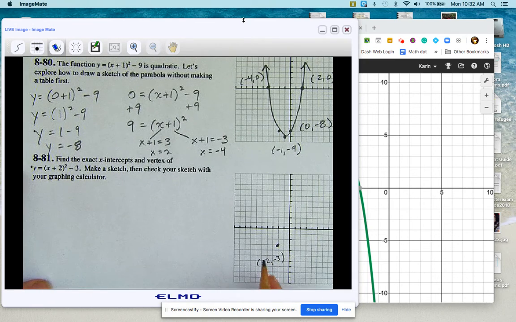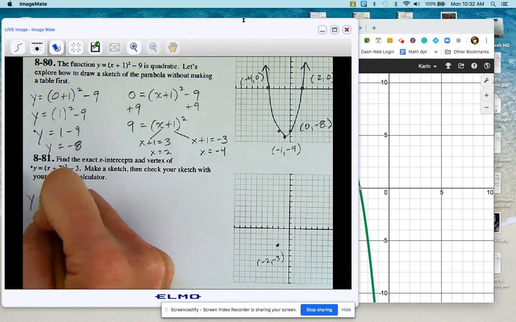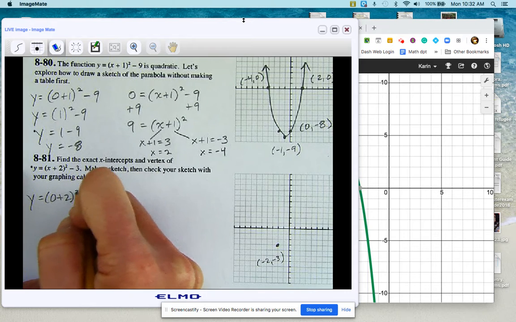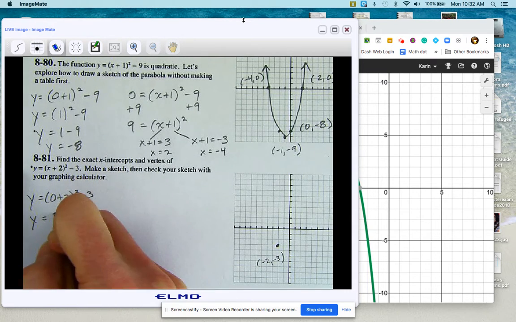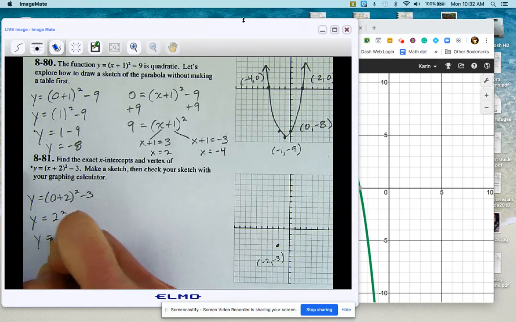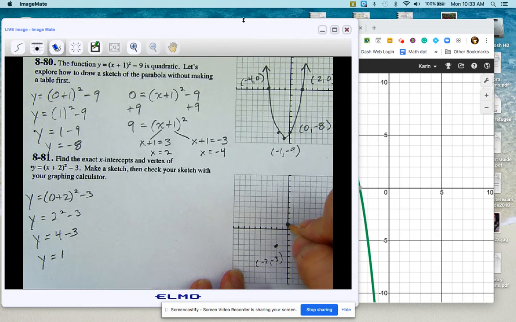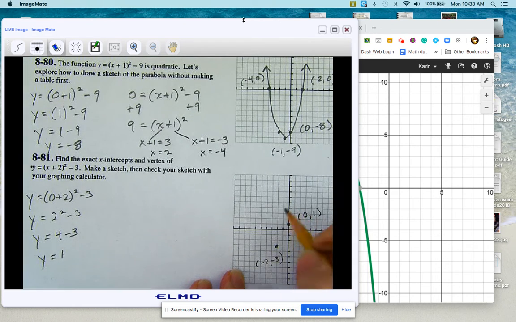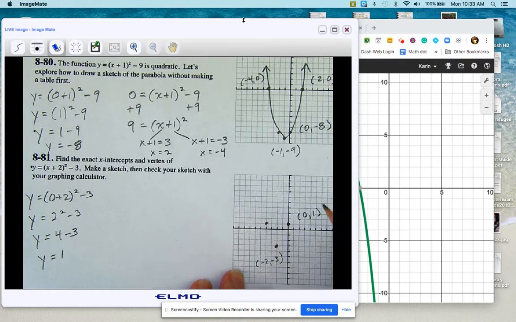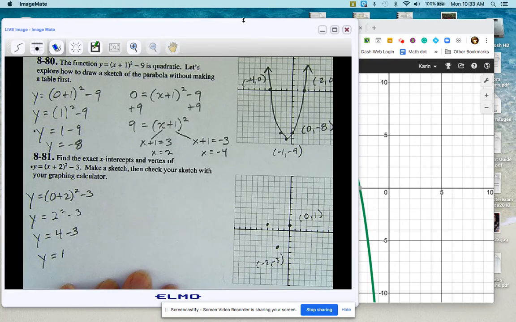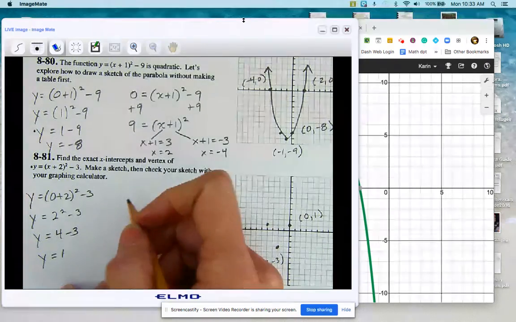Now I'm going to find my y-intercept. The y-intercept happens when x is 0. So I'm going to replace x with 0. Did you get 1? So I'm going to plot the point (0, 1). Okay, now by symmetry, I could probably also plot this point here. So can you tell that it's going to have to cross the x-axis? All right, so remember the x-intercept happens when y is 0.